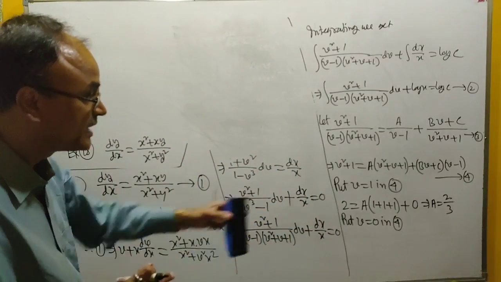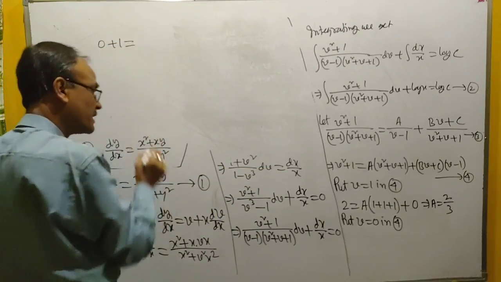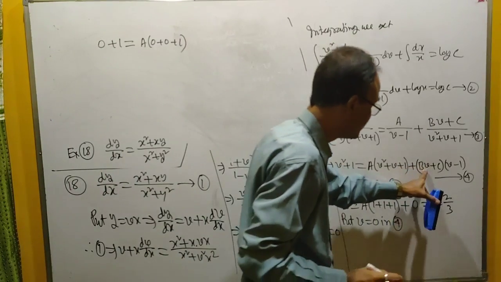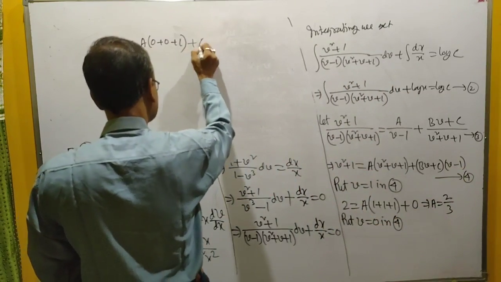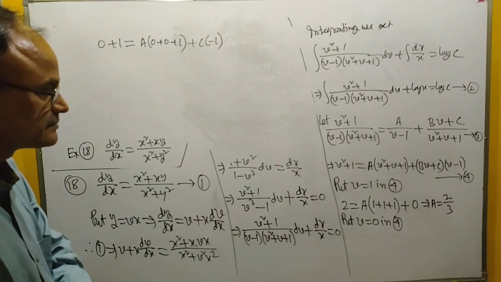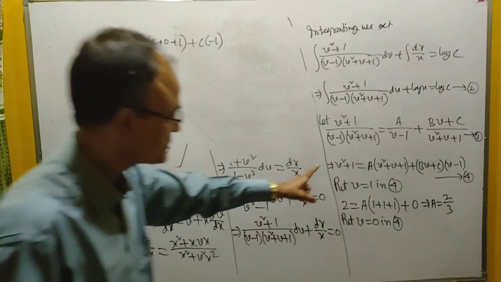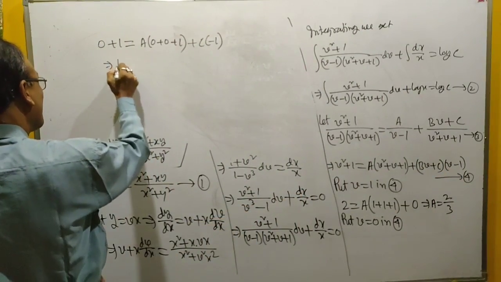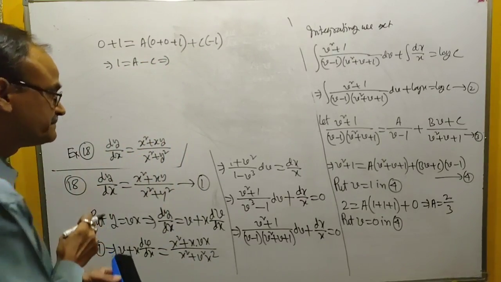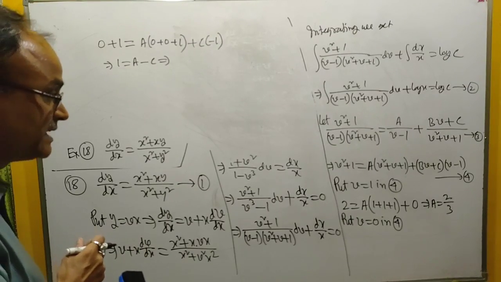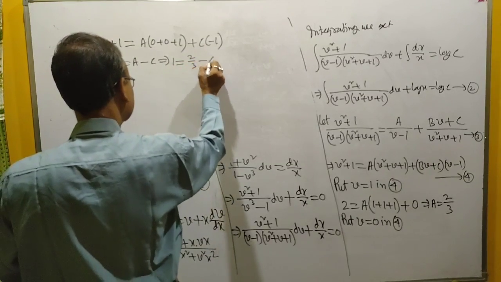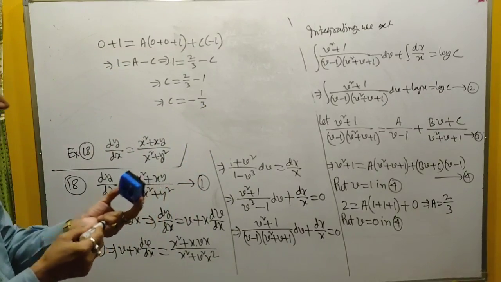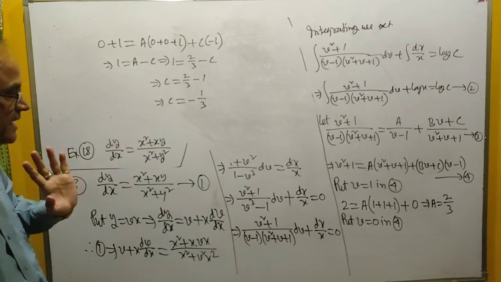Now put b equal to 0 in 4. You will get 0 plus 1 equal to a into 0 plus 0 plus 1, and c into minus 1, that is 0 minus 1, a minus c. This means 1 equals a minus c. With a equal to 2 by 3, 1 equals 2 by 3 minus c. This means c equals 2 by 3 minus 1, so c equals minus 1 by 3. So a equals 2 by 3, c equals minus 1 by 3.